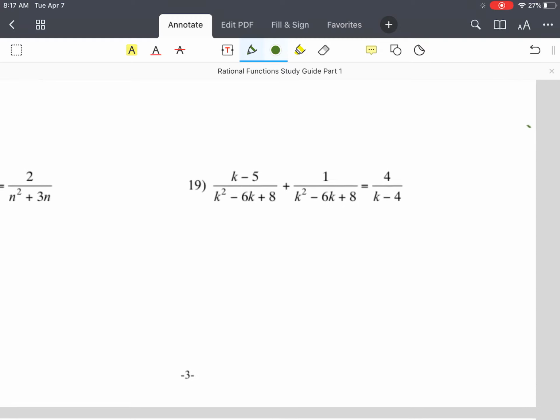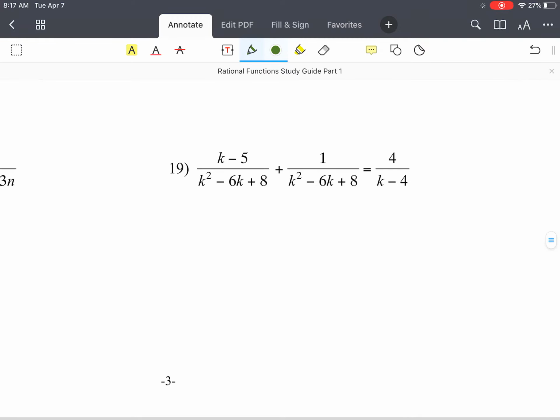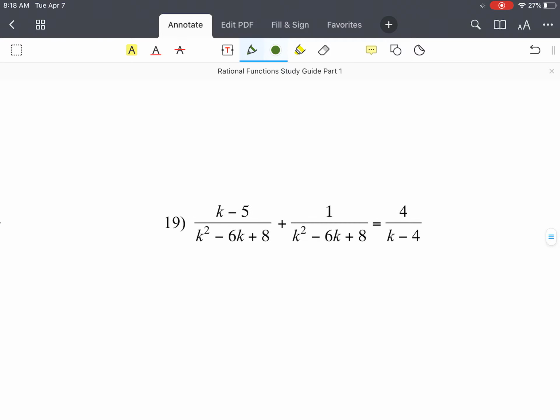So rational equations. So let's do one of the difficult ones. Let's do number 19. Okay? So rational equations. Remember, the goal here is to get common denominators throughout the entire problem. Okay? So looking at this first one, if we factor that denominator, we're going to get k minus 4, k minus 2.